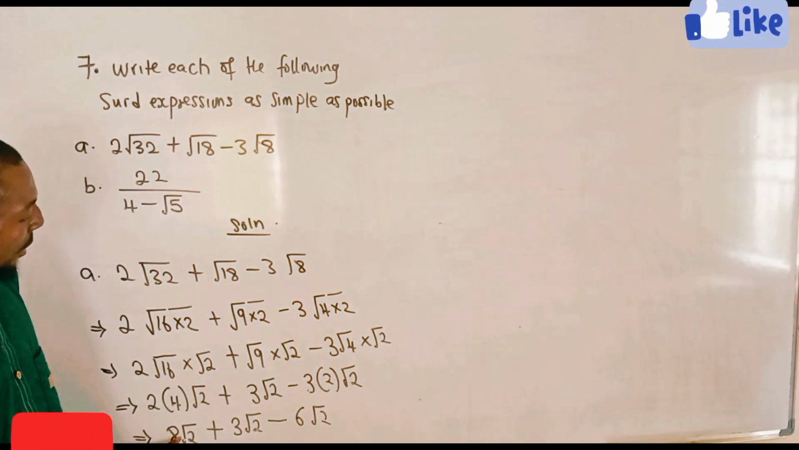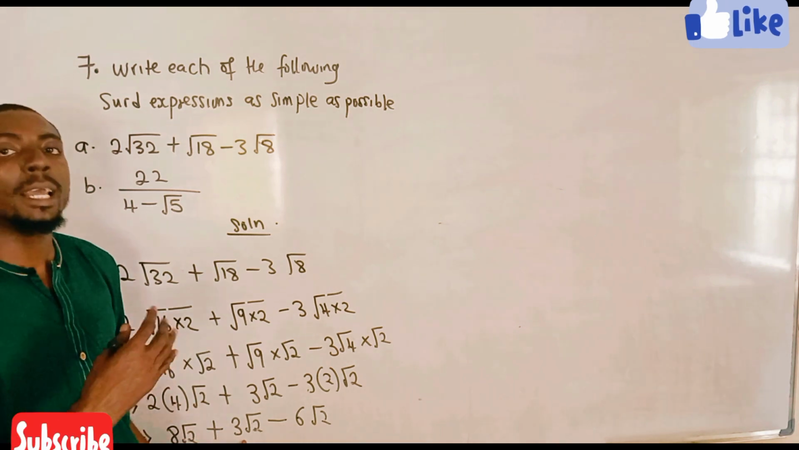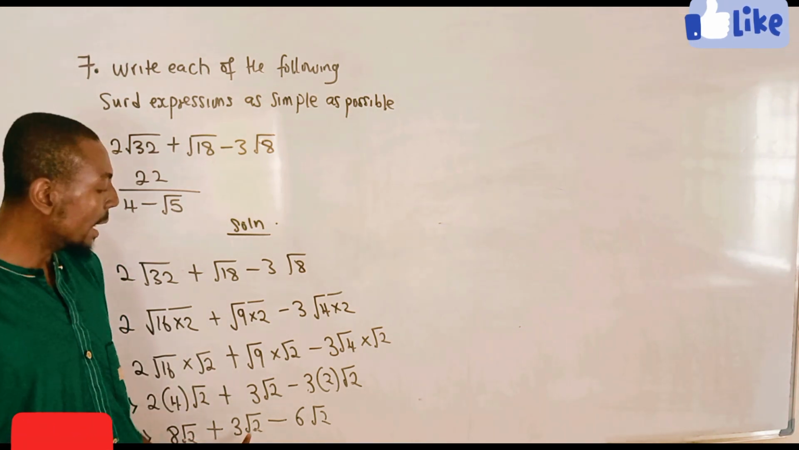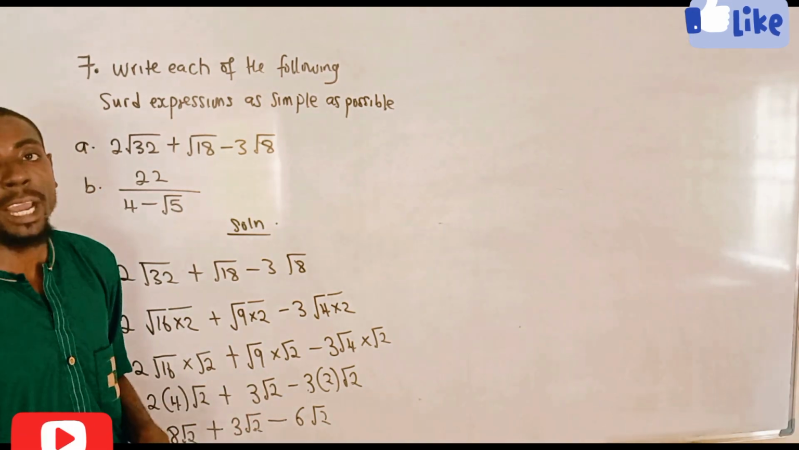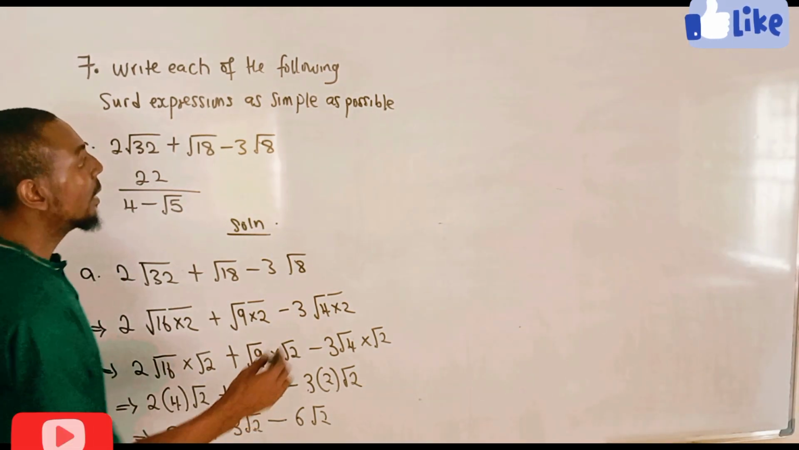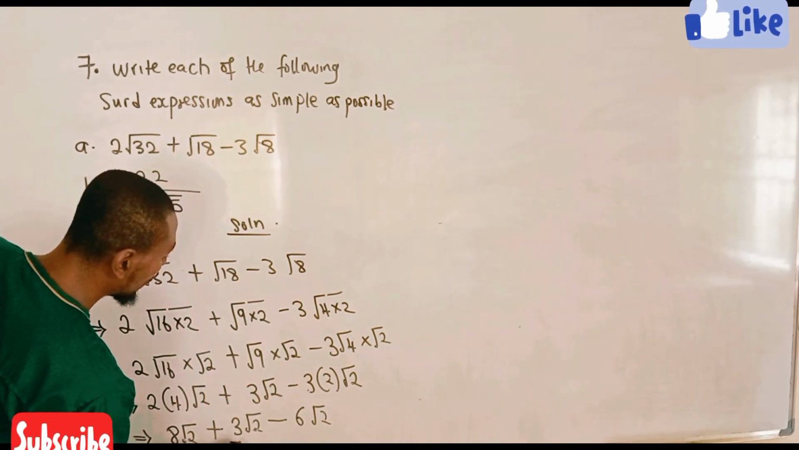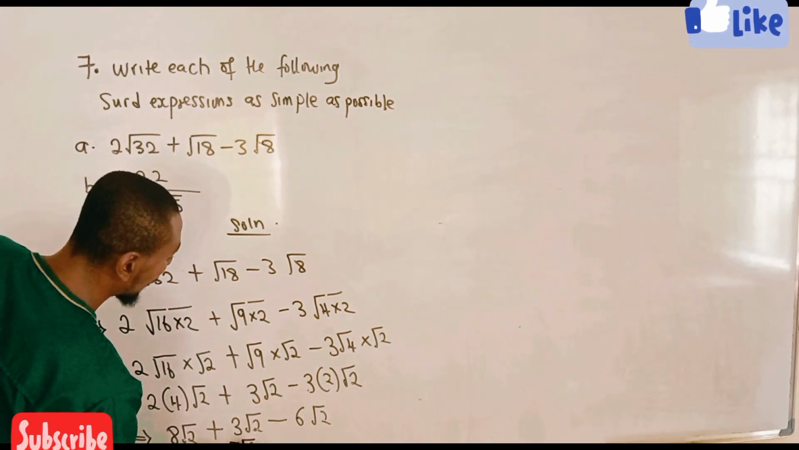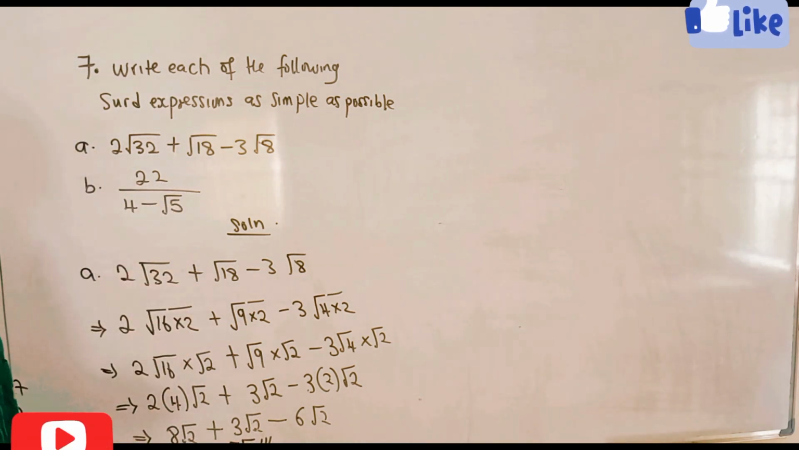So now 8 root 2 plus 3 root 2 definitely is 11 root 2. Then 11 root 2 minus 6 root 2 is equal to 5 root 2. Therefore, the answer is equal to 5 root 2, and that eventually becomes the final answer.